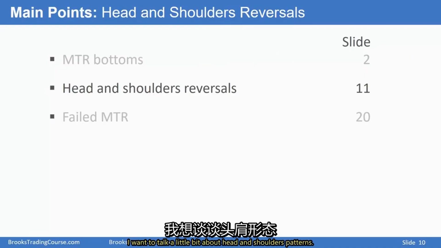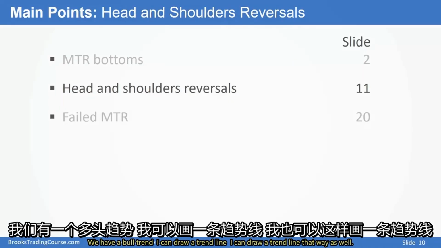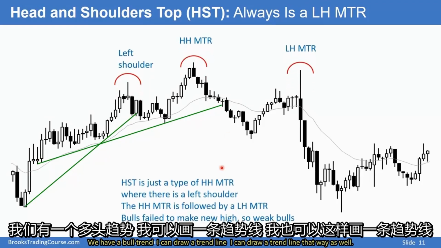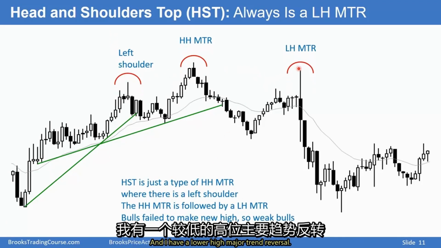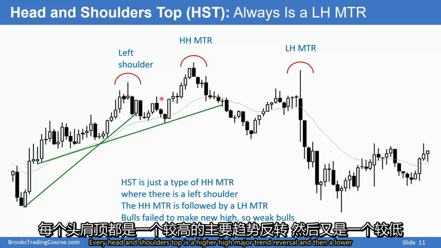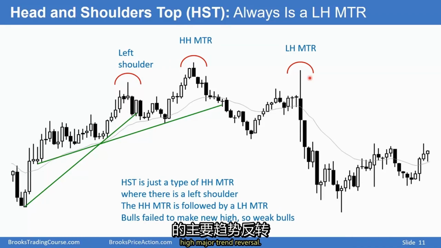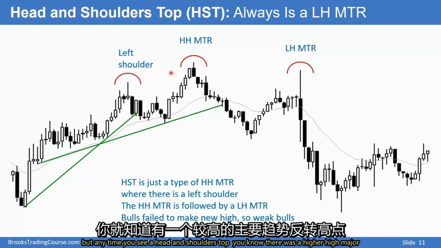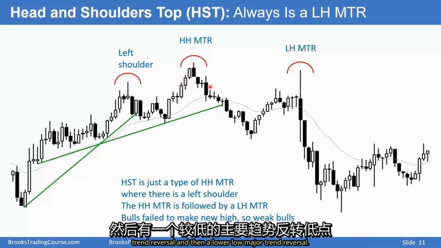I want to talk a little bit about head and shoulders patterns. We have a bull trend. I can draw a trend line, and I can draw a trend line that way as well. And I have a lower high major trend reversal. Here I have a higher high major trend reversal. Every head and shoulders top is a higher high major trend reversal and then a lower high major trend reversal. It doesn't matter whether you call it a head and shoulders top or a major trend reversal, but anytime you see a head and shoulders top, you know there was a higher high major trend reversal and then a lower high major trend reversal.